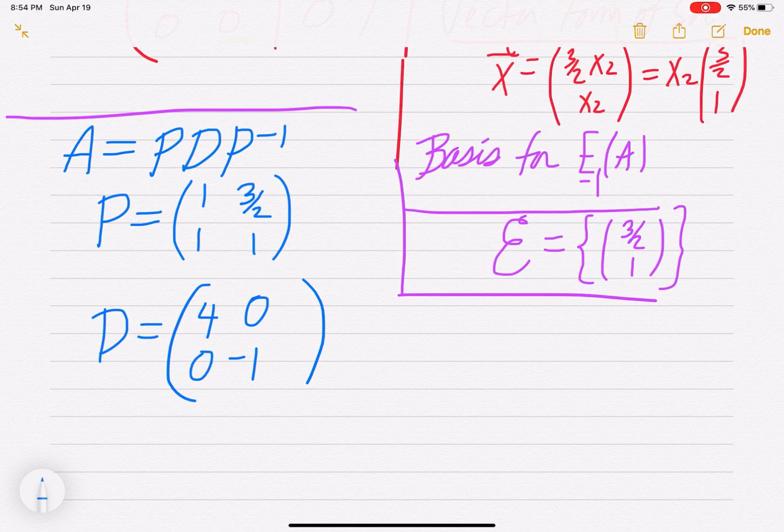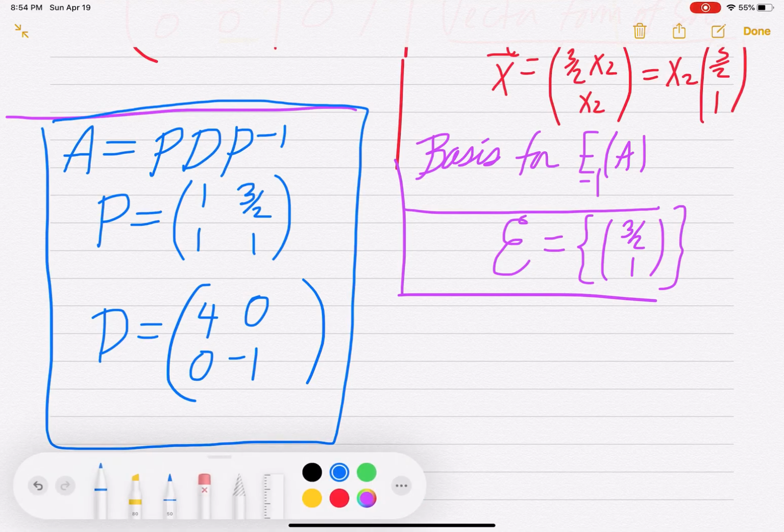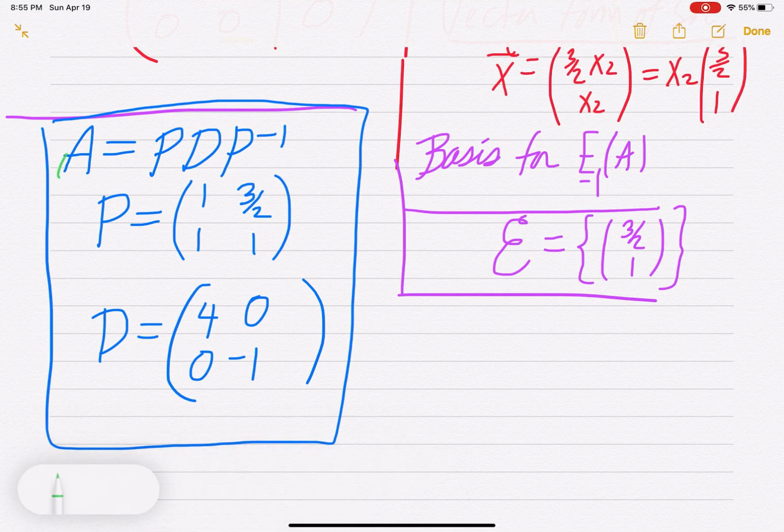So this is the diagonalization scheme right here. Your original matrix A is going to be equal to P D P inverse. You could say that A diagonalizes to D. So these two matrices are similar via P.